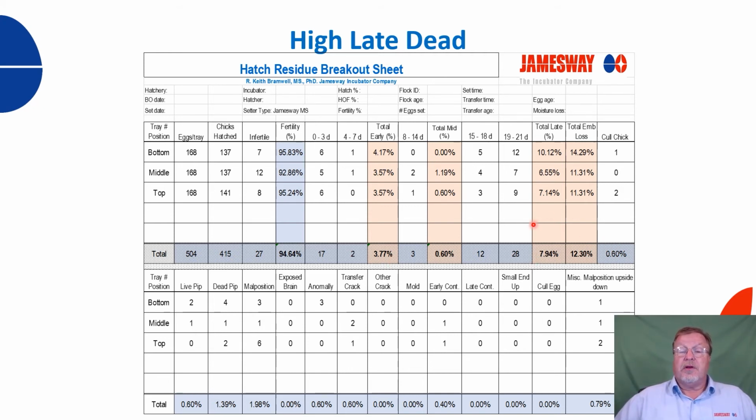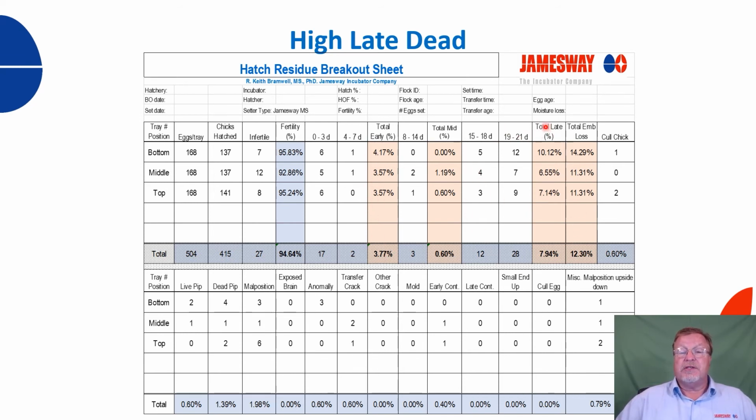But look at our late, we're at almost 8% embryo mortality late, 10% in one of these flocks, for a total embryo loss from this flock of over 12%, which is 7-8% too high. Where would we look in this flock? Primarily, I'm going to look at incubation because this is our number that's the highest. We may have some egg handling issues as well.